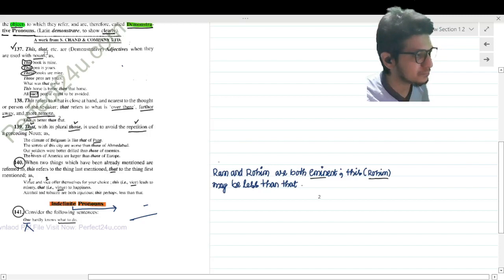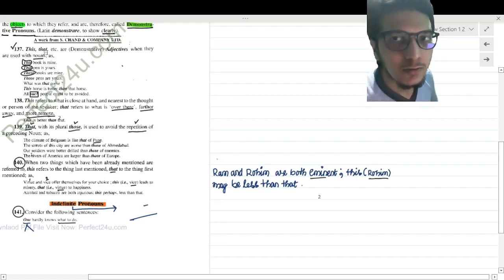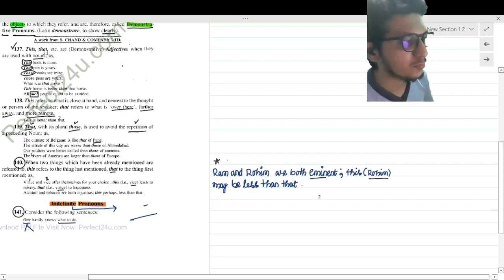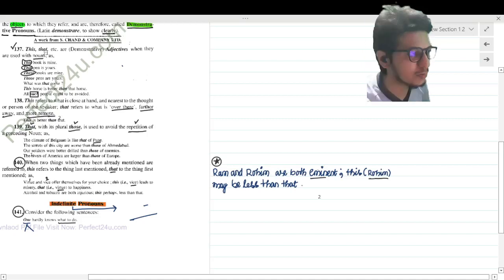So in this case, the example which I have made from my understanding is this. Ram and Rahim both are eminent. This Rahim may be less than that. That refers to Ram.